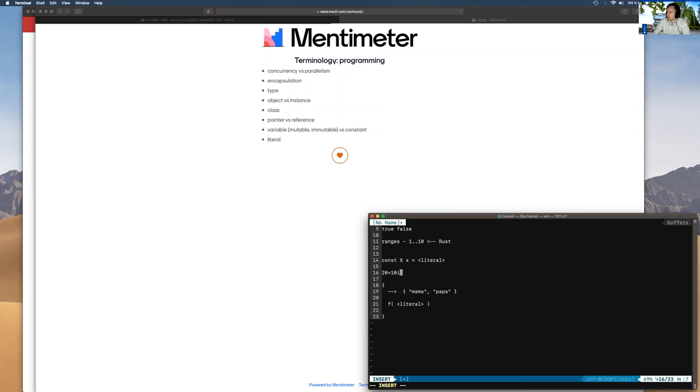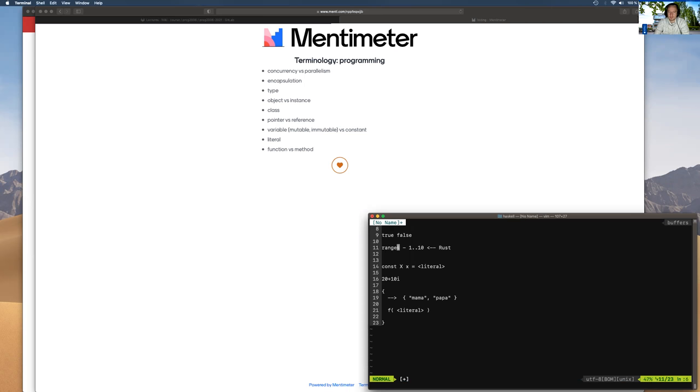All right, next. That should be relatively easy, but you might not have seen that in action yet. So what's the difference between a function and a method? When do we use the term function and when do we use the term method?